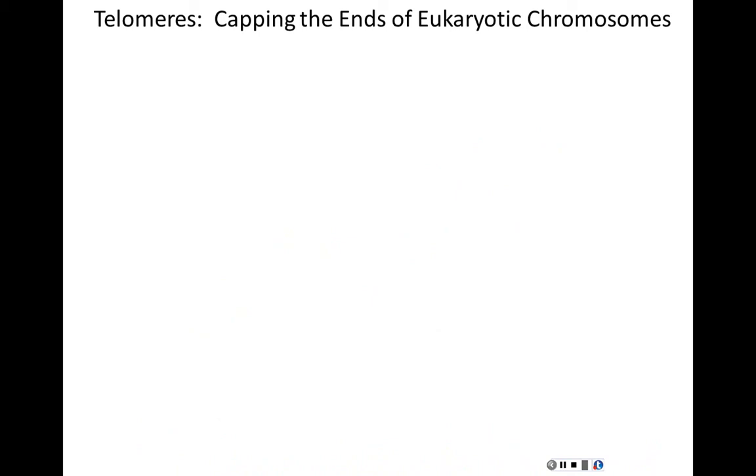So let's wrap up this lecture with a discussion of telomeres. Telomeres are how the ends of eukaryotic chromosomes are capped. We talked about the problem of the leading and lagging strand. We talked about the problem of DNA polymerase not being able to make DNA from scratch. And there's one more problem we need to discuss with this process. As amazing as it is, working with DNA is fraught with its own challenges.